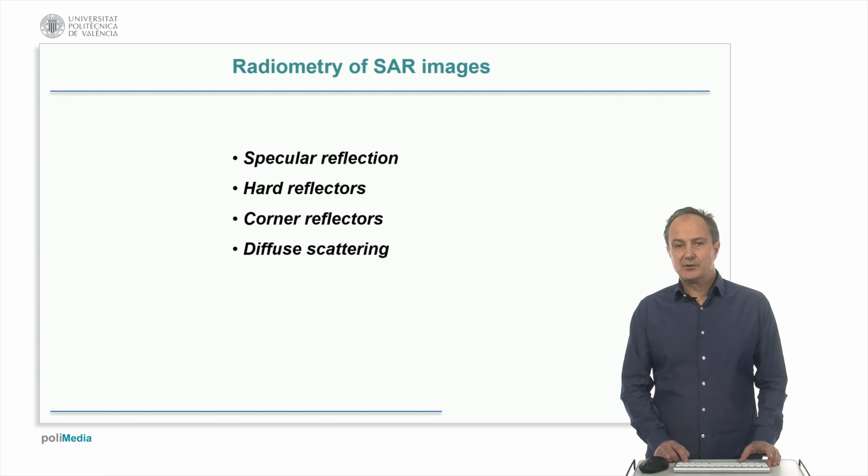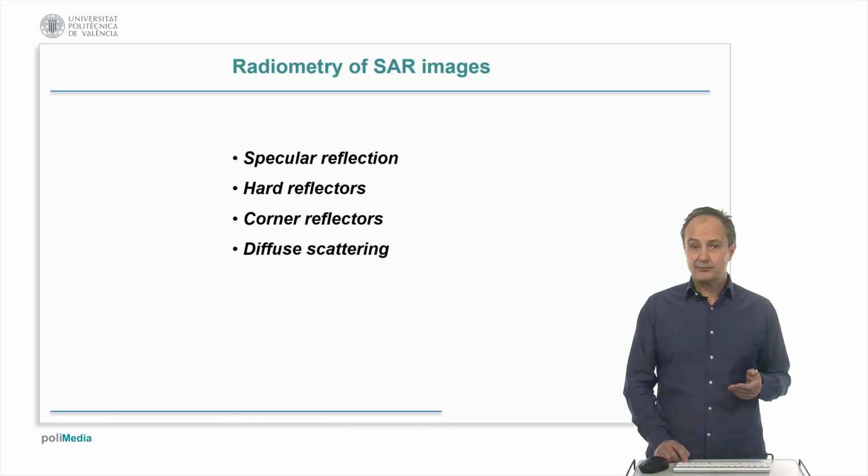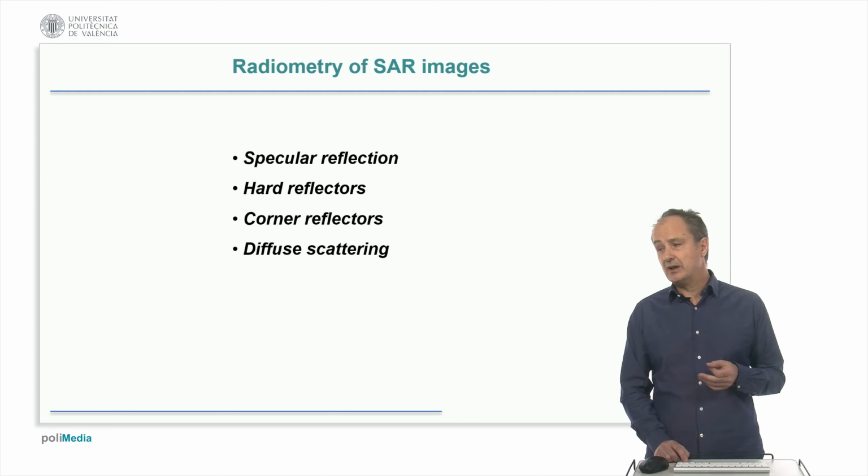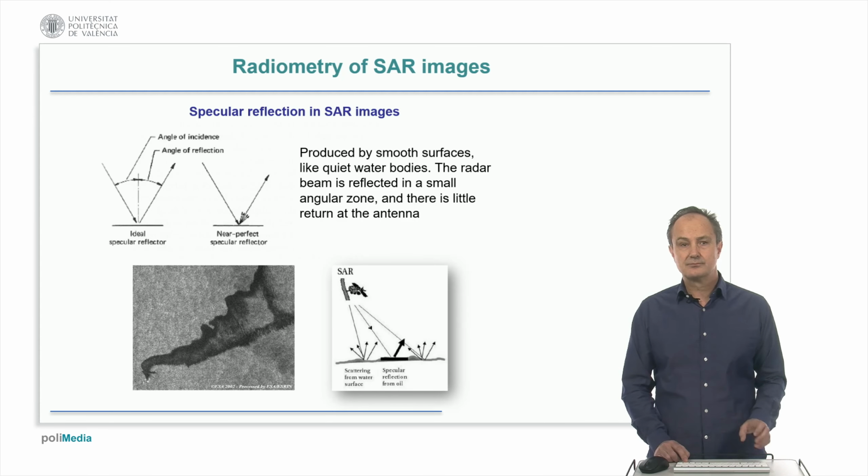The most common types of radiometric response in a radar image are specular reflection, hard reflectors, corner reflectors, and diffuse scattering. Specular reflection is produced by smooth surfaces, where the angle of reflection is similar to the angle of incidence.